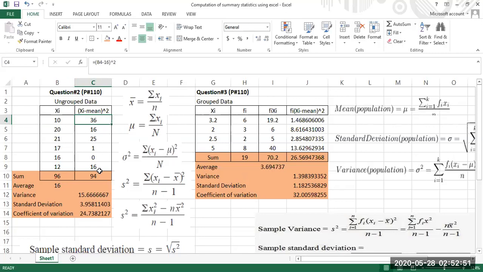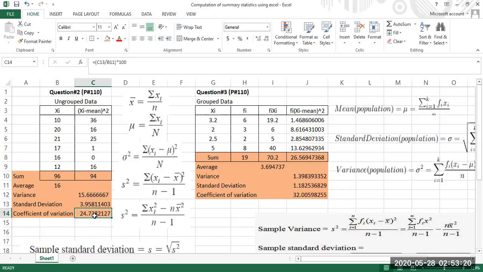So these are squared now, and then we finally need the sum of these. So a sum is here, and then you divide it by n. So this is my variance now. The whole sum, which was 94, was divided by 6, so I've gotten my variance. The square root of the variance is the standard deviation, so I can take the square root here and get the standard deviation.